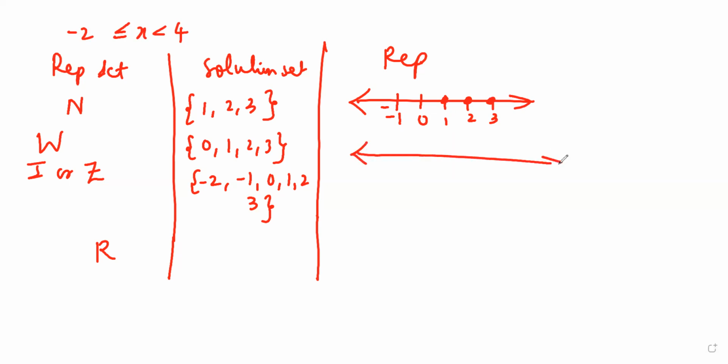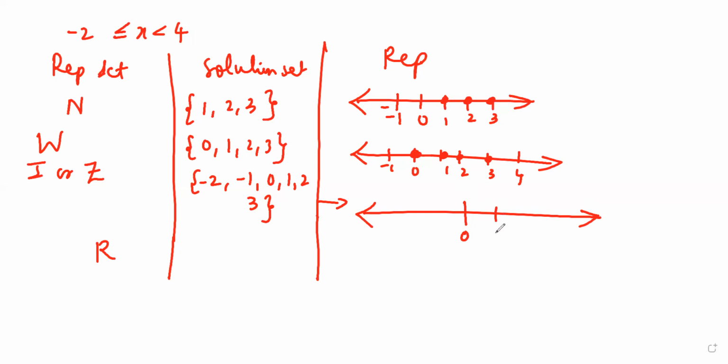For whole numbers, the only difference is you'll include 0 as well. 1, 2, 3, 4. So you'll be including 0. Then for integers, you will be including 0, 1, 2, 3, 4. Then -1, -2. You'll include -2, okay? And then you'll include -1. You'll include 0, 1, 2, and 3.